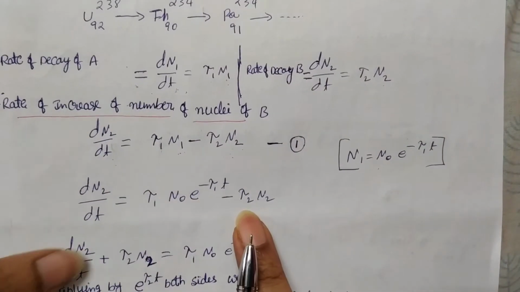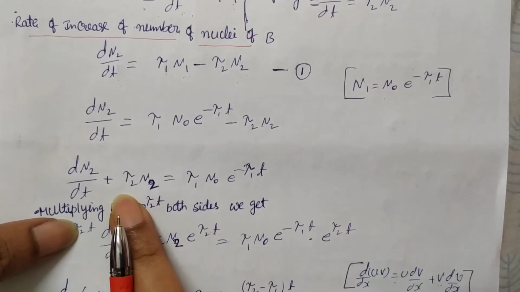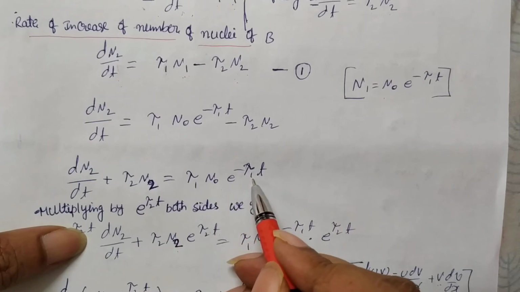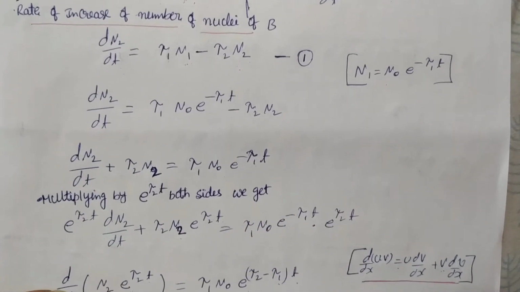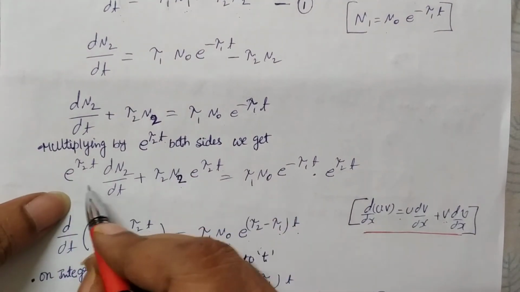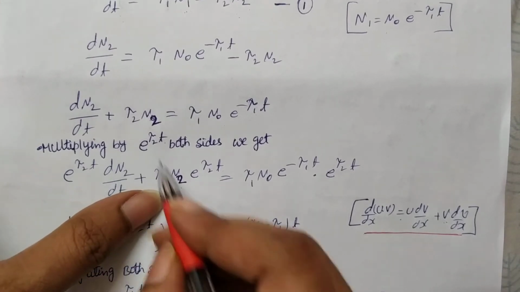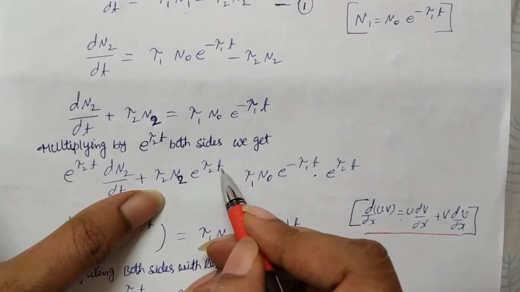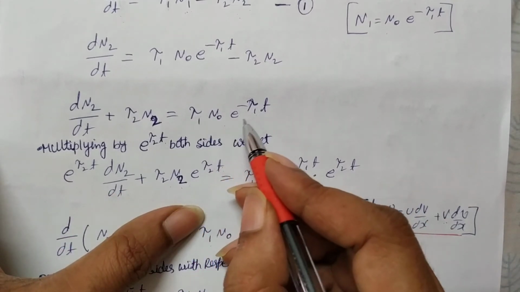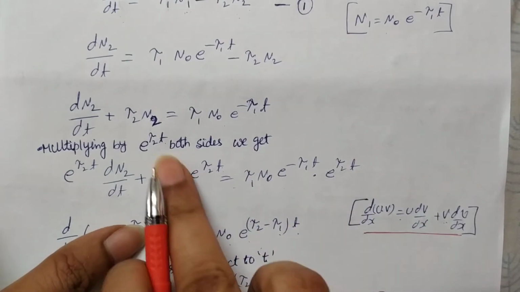Now send lambda 2 N2 to the other side. What do you get? dN2 by dt plus lambda 2 N2 is equal to lambda 1 N naught e power minus lambda 1 t. Now multiply both sides with e power lambda 2 t. So we get e power lambda 2 t dN2 by dt plus lambda 2 N2 into e power lambda 2 t, and on the right side lambda 1 N naught e power minus lambda 1 t multiplied by e power lambda 2 t. Both sides we are multiplying with this.